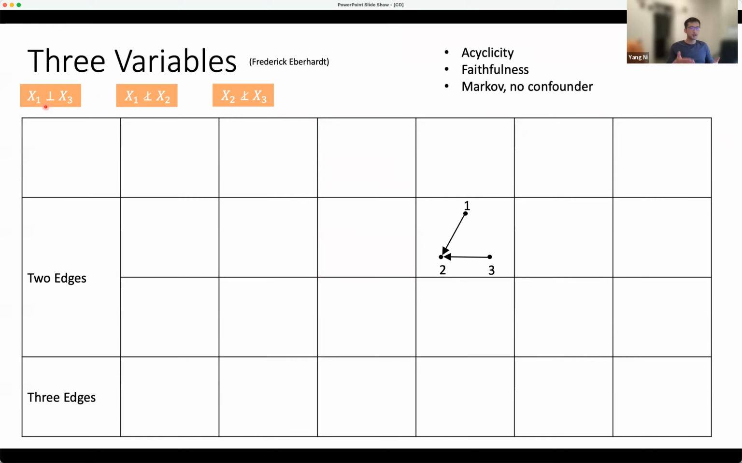Just based on this fully specified assumption and these three dependence-independence relationships, which we can easily test for based on observational data alone, we end up with just one unique causal graph. That's actually the true data generating causal graph we started with.